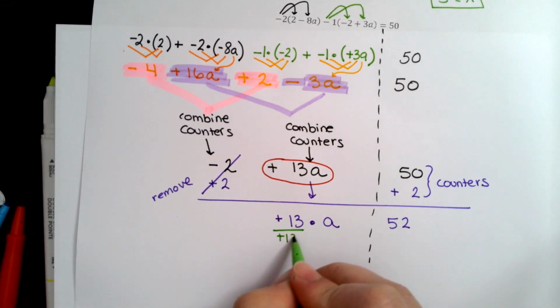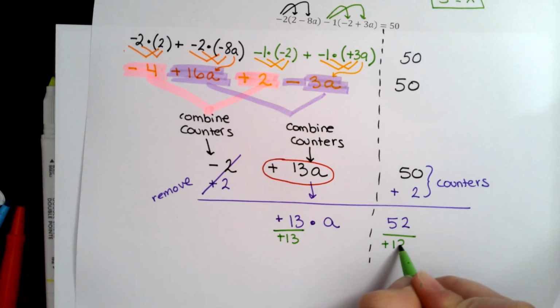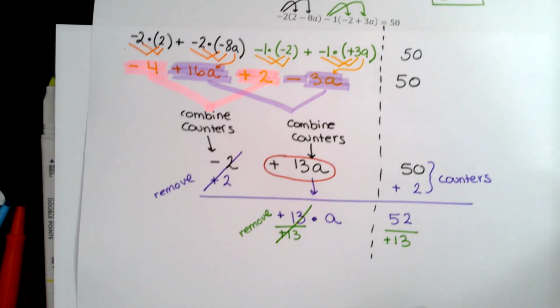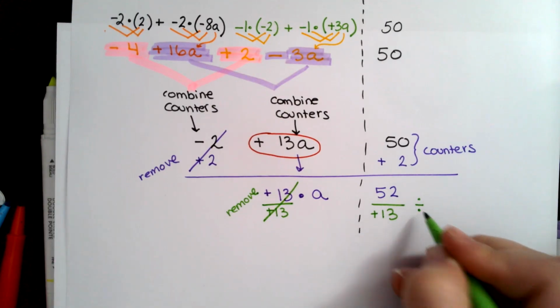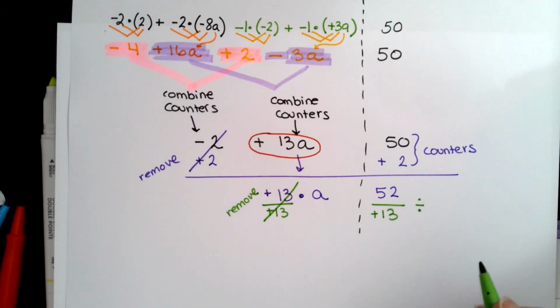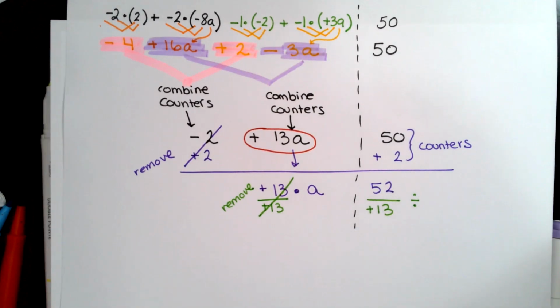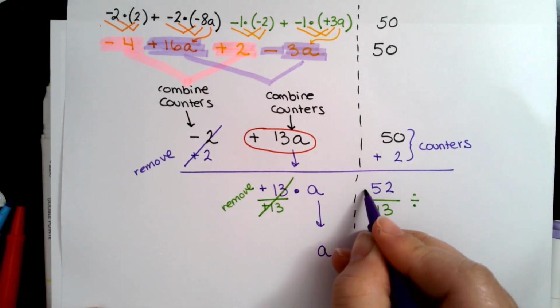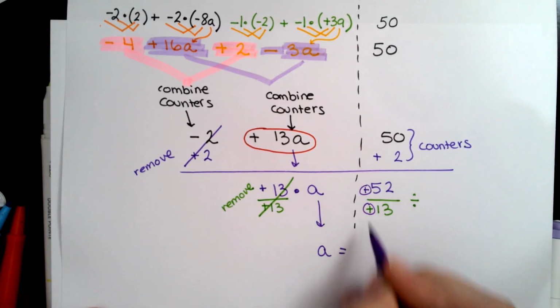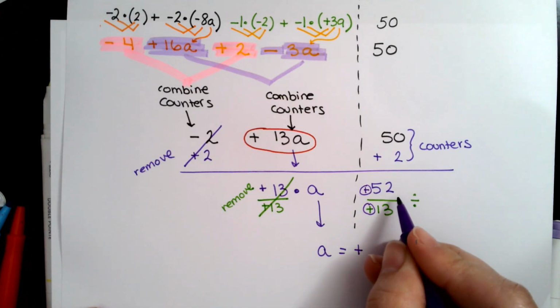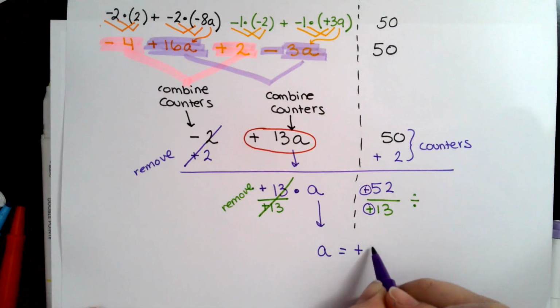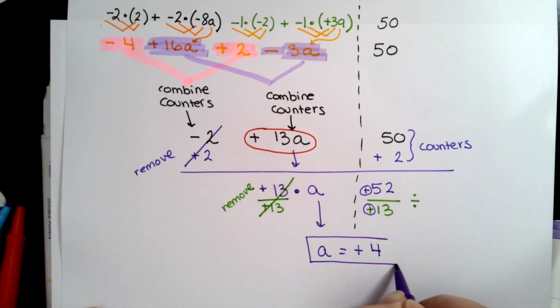Divide by your positive 13. Divide by your positive 13. Again, on one side, our goal is to remove. On the other side, our goal is to divide. Now, again, use your multiplication table for this. Let's bring down A. Same or different? Same. Both of these are positives. 15, sorry, this is not 15. 52 divided by 13 is 4, and this is your answer.